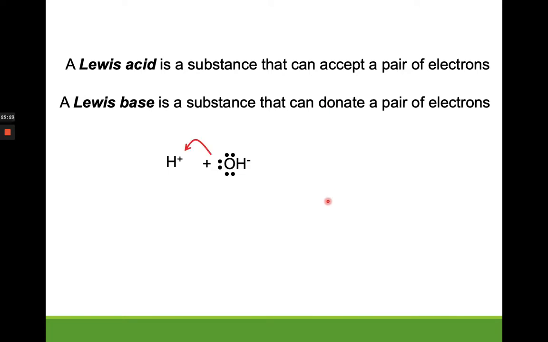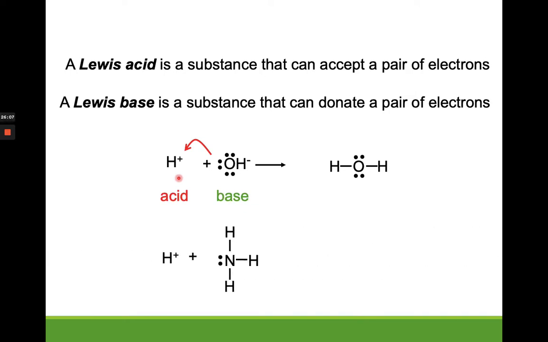So, for example, you have here, going back to the hydrogen ion and the hydroxide ion. Once the hydroxide ion donates its pair of electrons to hydrogen and it finds another hydrogen ion to donate an electron pair again, then what we do have is water. All right, so that means our OH donates an electron pair, so it is our base, while our acid, the Lewis acid, is the one that accepts the electron pair.